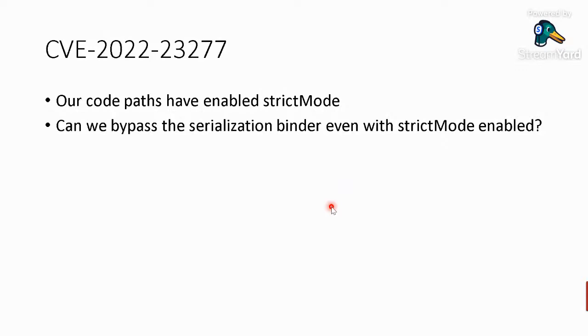So how can we still bypass the binder? I mean, we're not relying here on some list of disallowed objects. We need to find some other method of bypassing this binder.